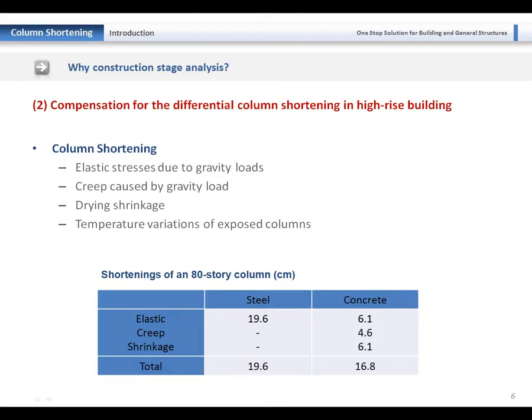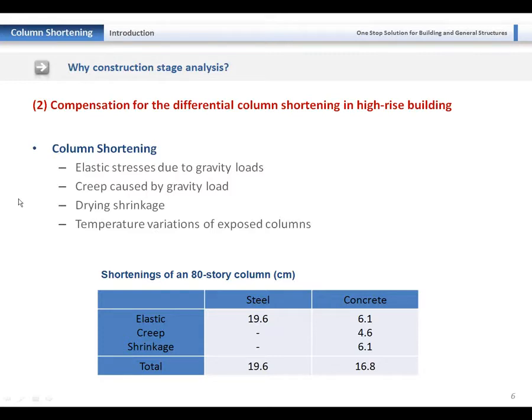The other reason why construction stage analysis is required is compensation for the differential column shortening in high-rise buildings. There are four reasons which cause column shortening: firstly, the elastic stresses due to the gravity load, and then creep caused by gravity load, drying shrinkage, and temperature variation.